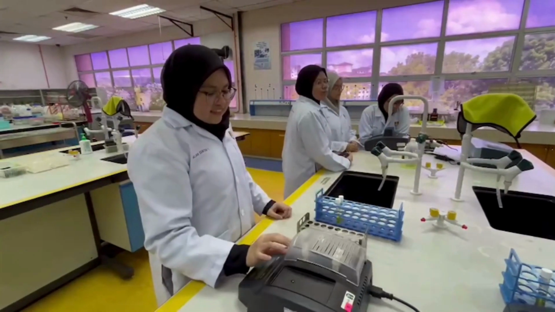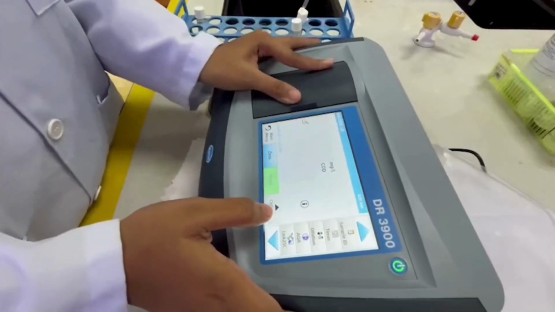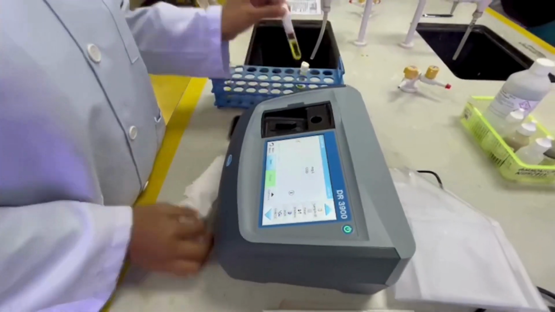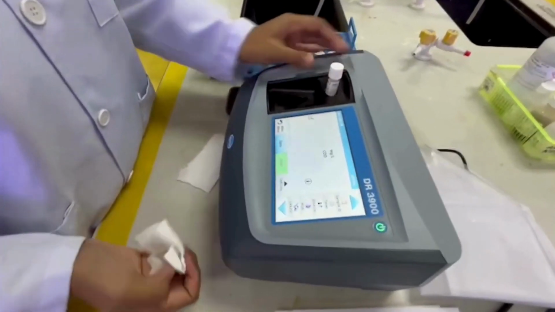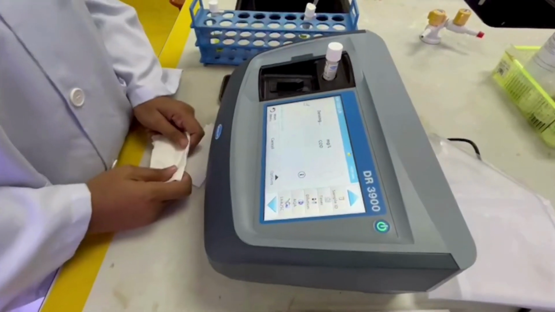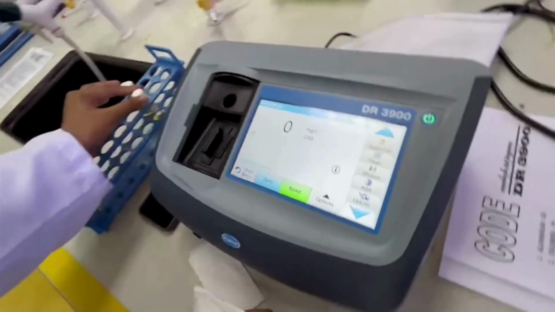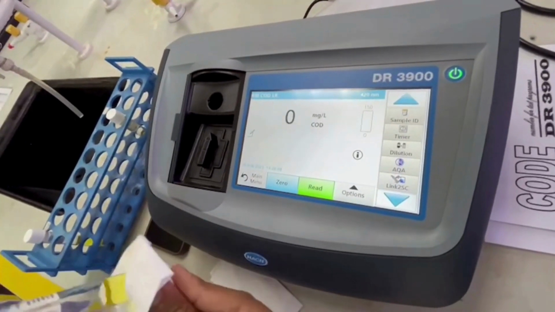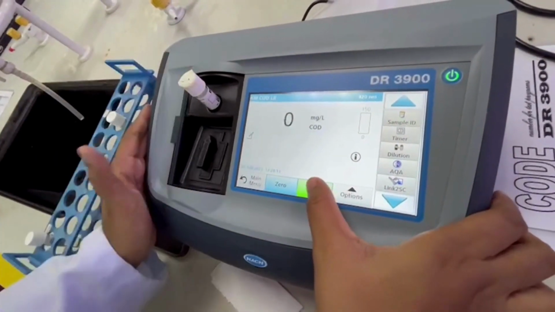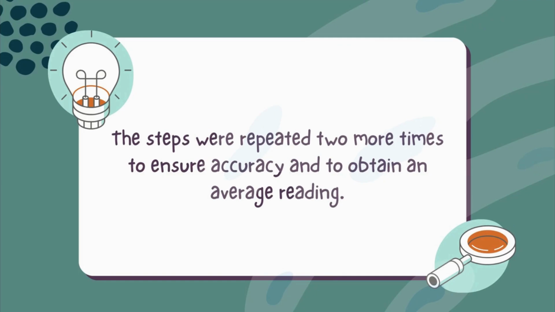The spectrophotometer was set to program number 350 for COD low range. The outside surface of each vial was wiped clean before testing. The blank sample was measured first to calibrate the spectrophotometer. After the initial blank measurement, the sample low-range vial was measured and recorded. The steps were repeated 2 more times to ensure accuracy and to obtain an average reading.